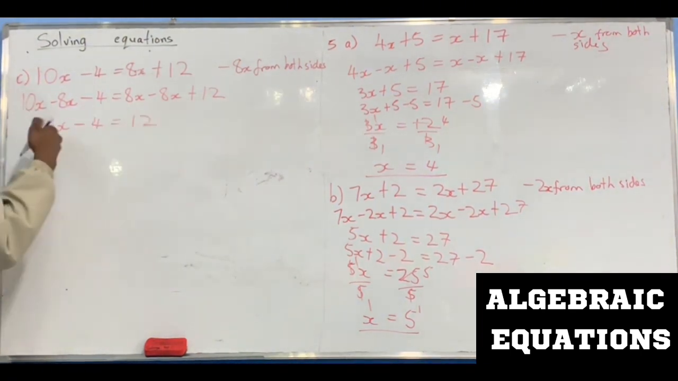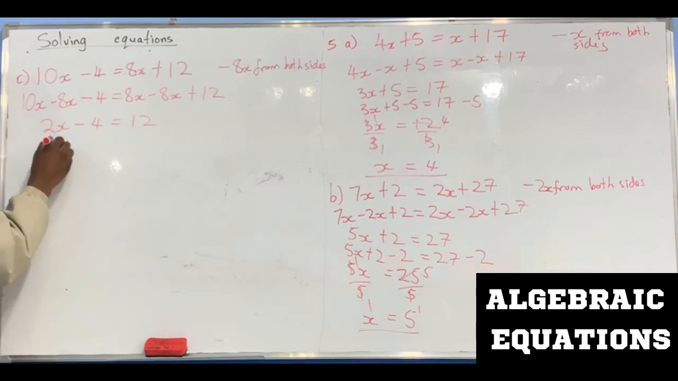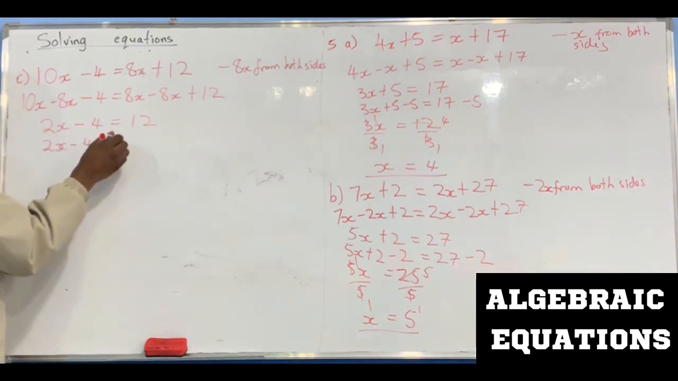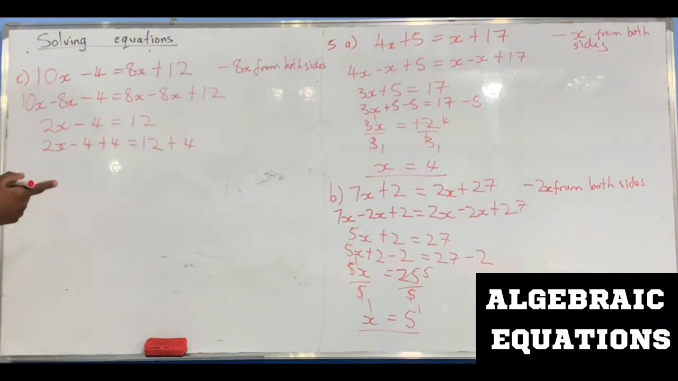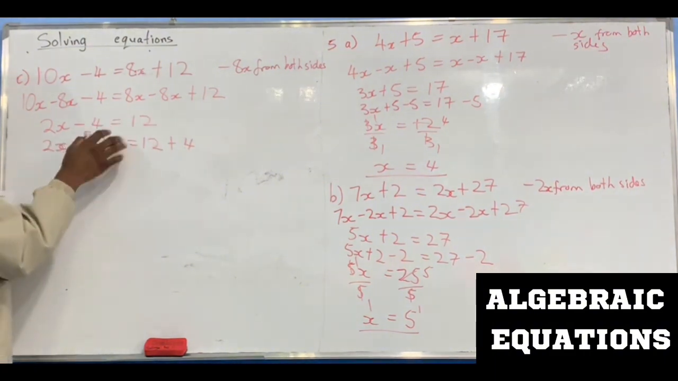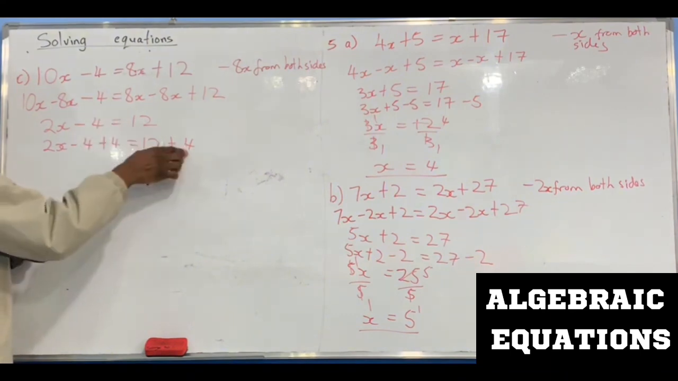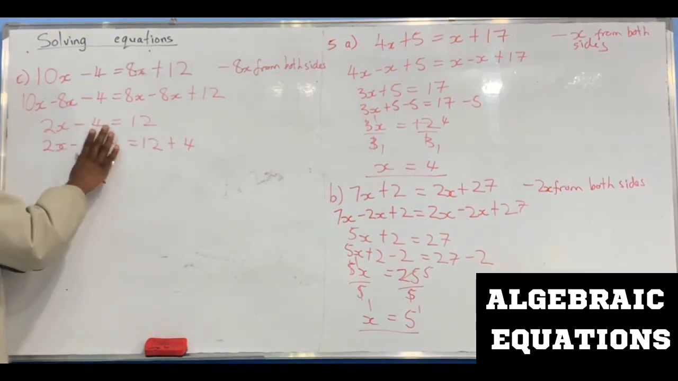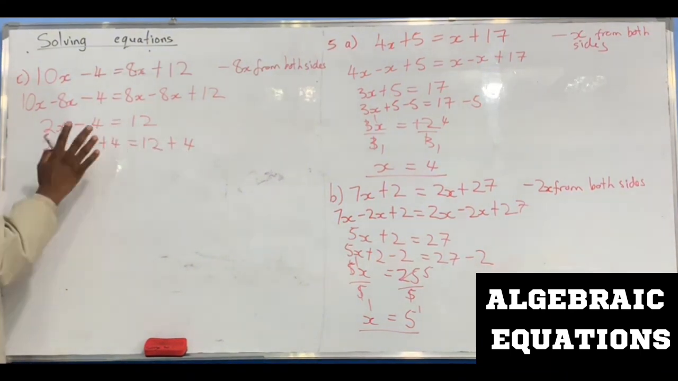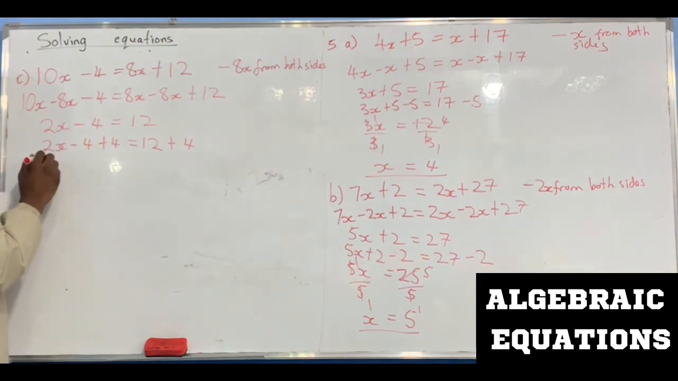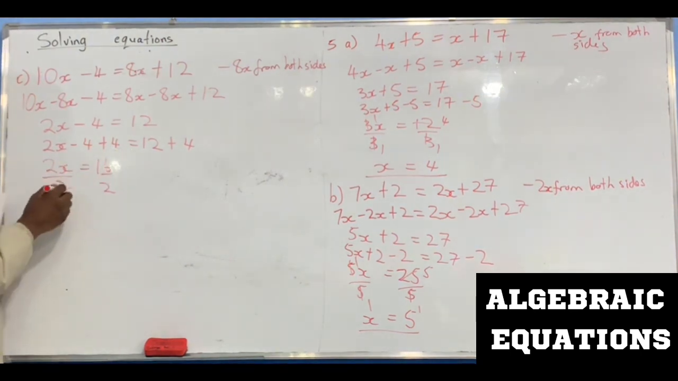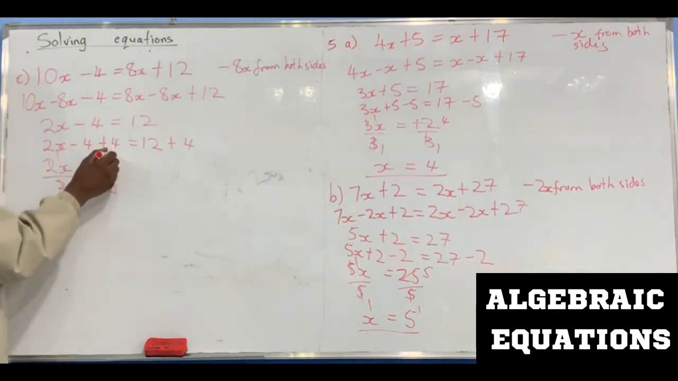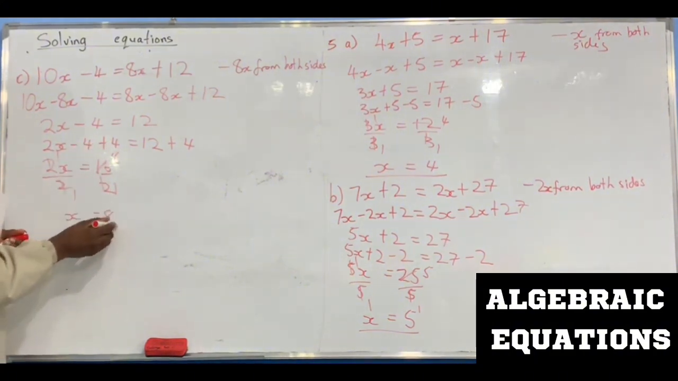So now it's easier. We add 4 to both sides. 2x minus 4 plus 4 is equals to 12 plus 4. Minus 4 plus 4 gives us 0, so here we remain with 2x. So here we have 2x is equals to 12 plus 4 is equals to 16. We divide both sides by 2. We remain with x is equals to 8.